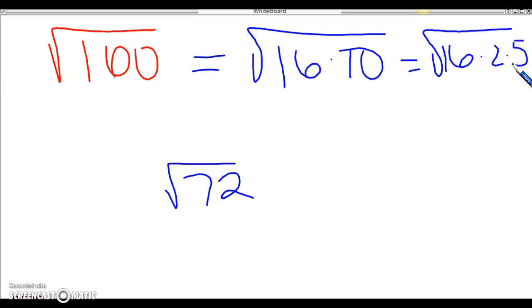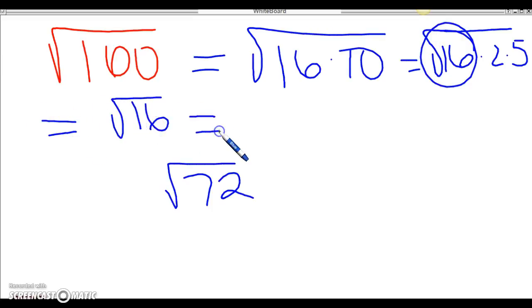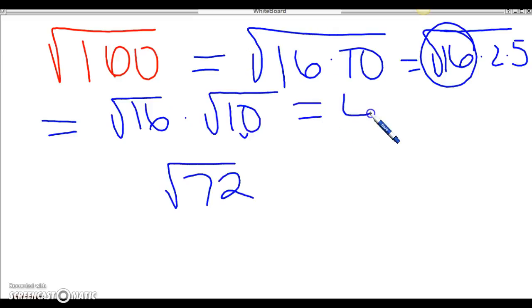Well, there's no square roots there, so I'm just going to take the square root of this 16, so we can break it down to the square root of 16 times the square root of 10. Sorry, I didn't mean to put the equal sign. I can go ahead and put that 10 back there. So the square root of 16 is 4, and I have root 10.